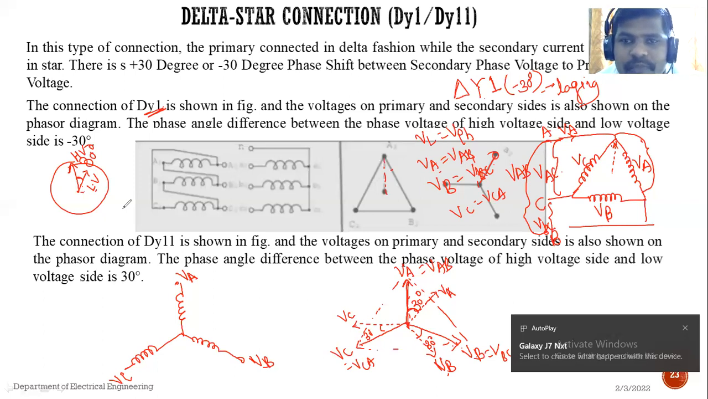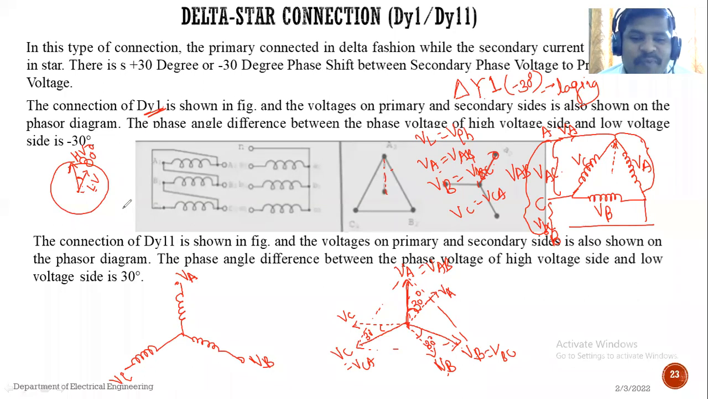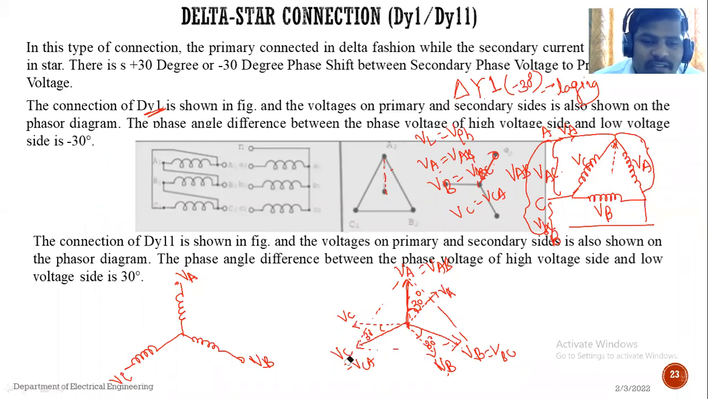Okay, now the next connection is delta star 11. That means the primary is connected in delta and the secondary is connected in star, and the phase displacement between them is 30 degrees, but it is leading by 30 degrees. That means, see, if I represent it in the clock convention, it will be like this.